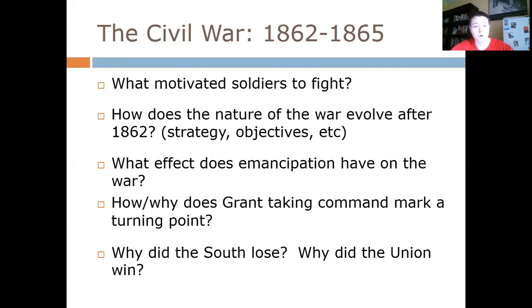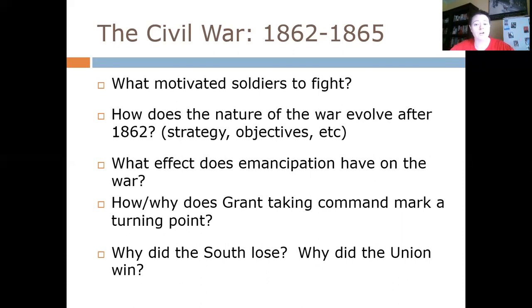Some things that we're going to be focusing on in this module. First, what motivated these soldiers to fight? Why were they willing to go out and risk their lives battle after battle, year after year, especially having seen how destructive these battles were? Why were they willing to keep doing it?